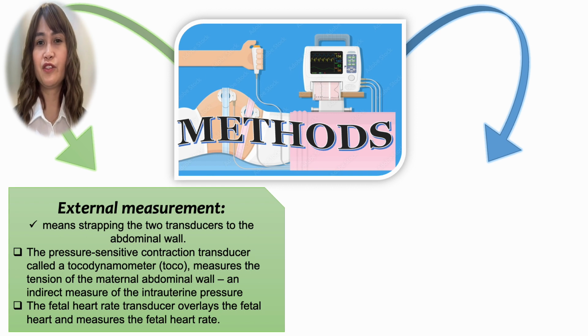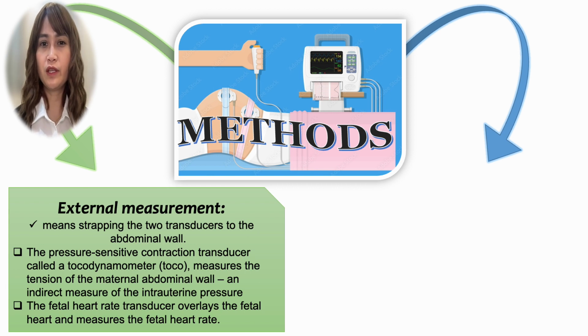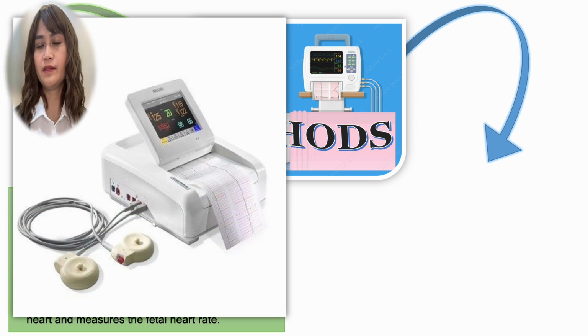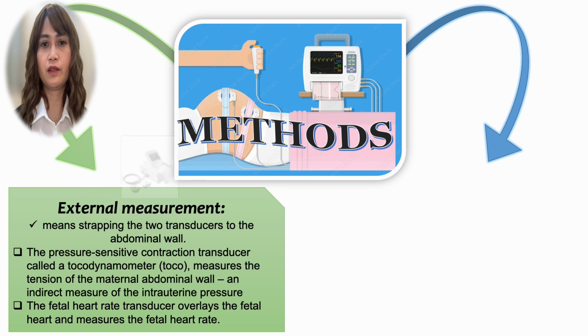External measurement means strapping on the two transducers. The tocodynamometer, TOCO, measures the tension of the maternal abdominal wall, an indirect measure of the intrauterine pressure, which is the contraction, and a fetal heart rate transducer measures the fetal heart rate. And this is an example of an external fetal monitor.